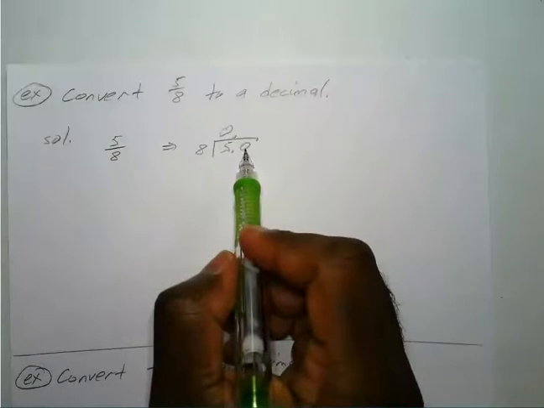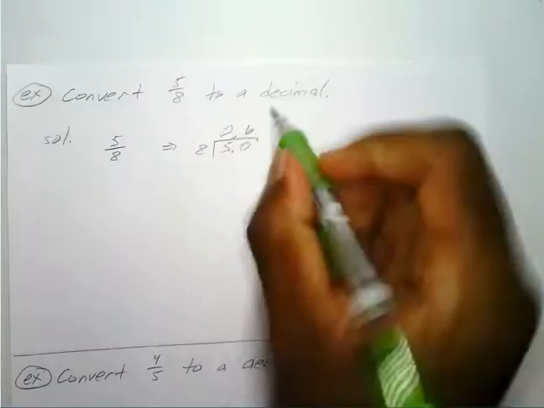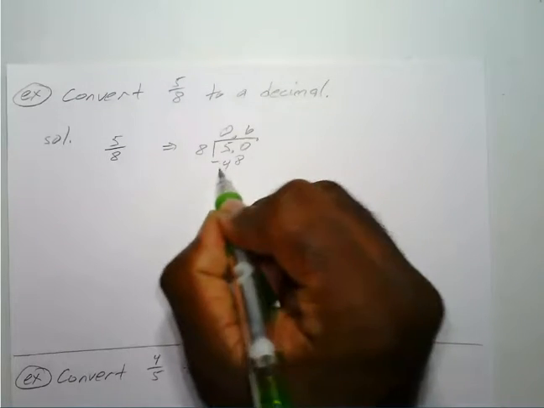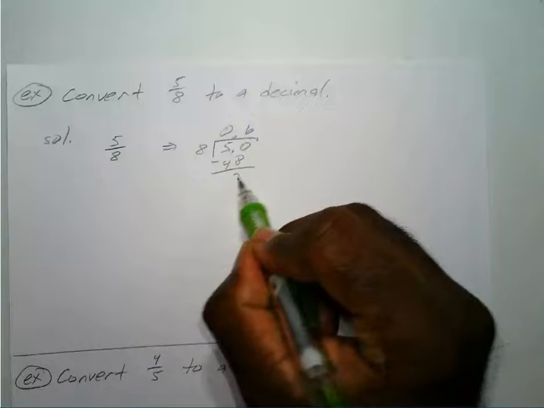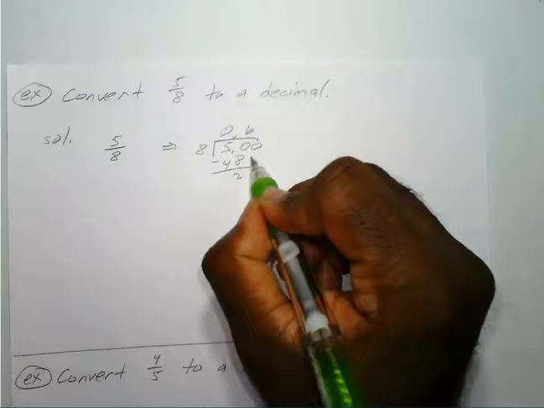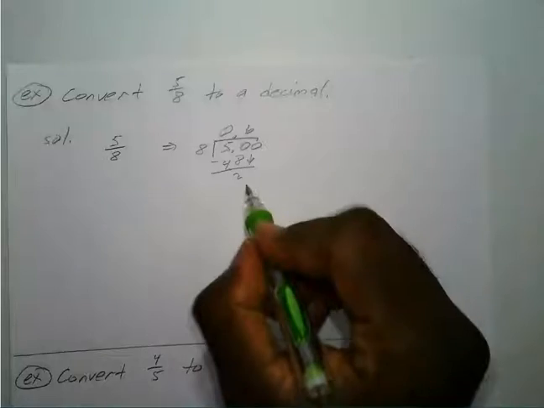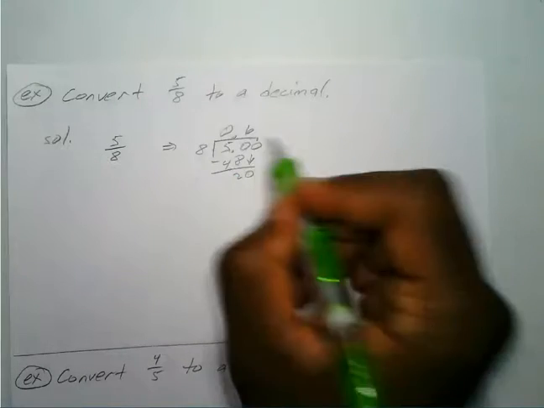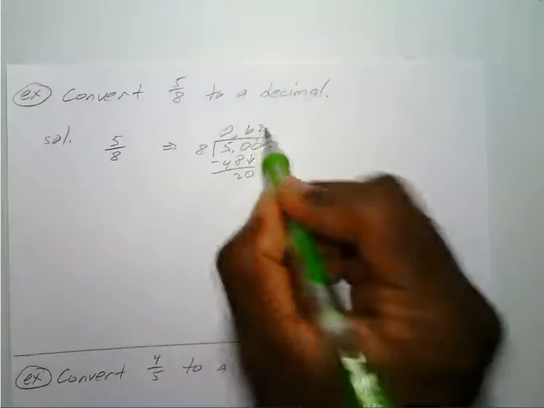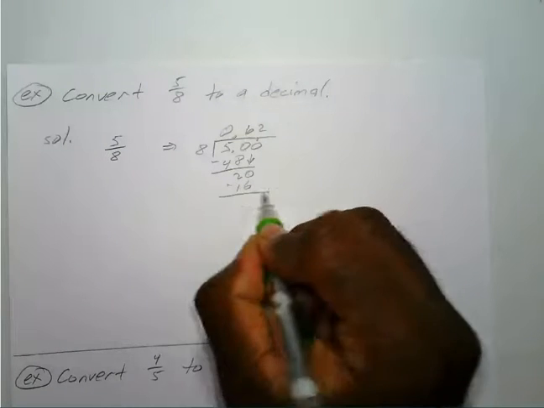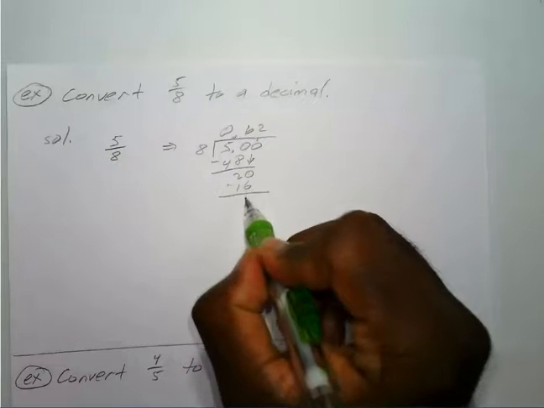8 goes into 50 6 times. 8 times 6 is 48. We go ahead and subtract. 50 minus 48 is 2. We add another 0 and bring that down, and that gives us 20. 8 goes into 20 2 times. 8 times 2 is 16. 20 minus 16 is 4.